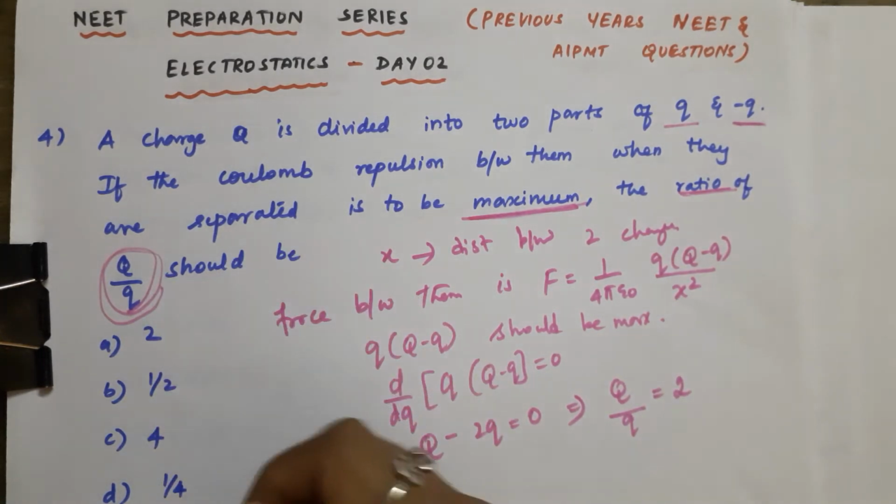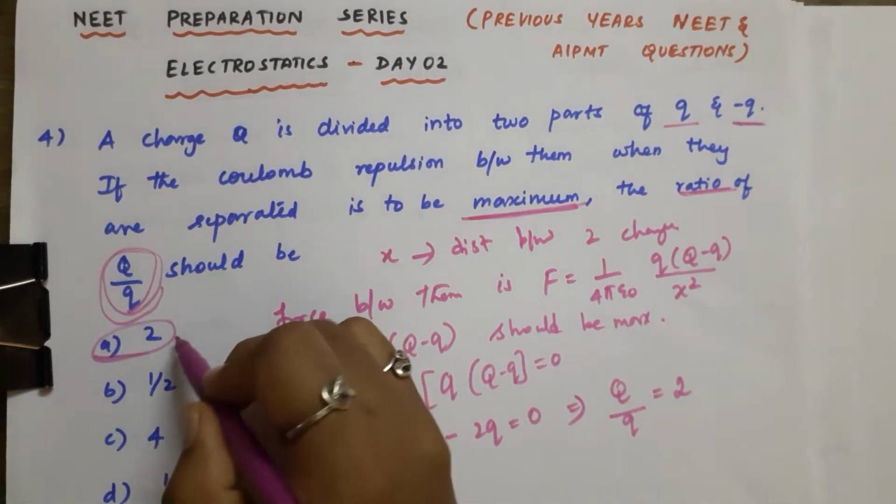Check the options whether you have any 2 here. Yeah, in A option we have 2. This is the right answer.